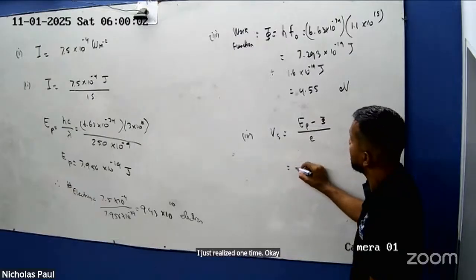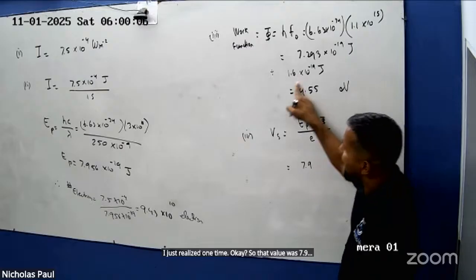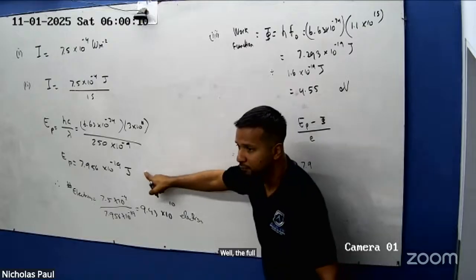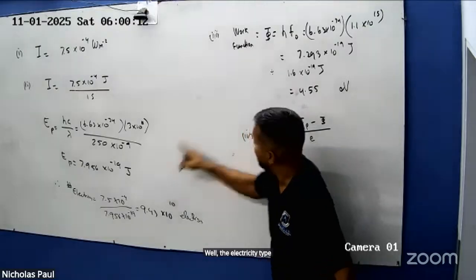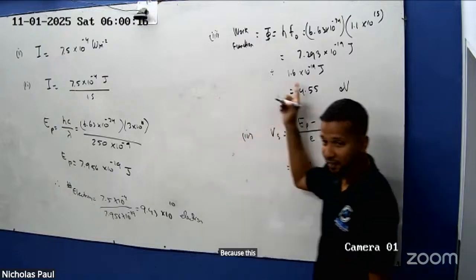Okay? So that value was 7.9. By the way, by watching it, will the photoelectric effect happen? By just watching these two values, will it happen? Yeah. Because this is bigger than this.